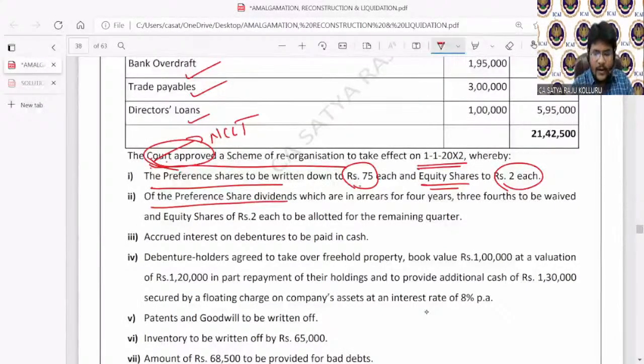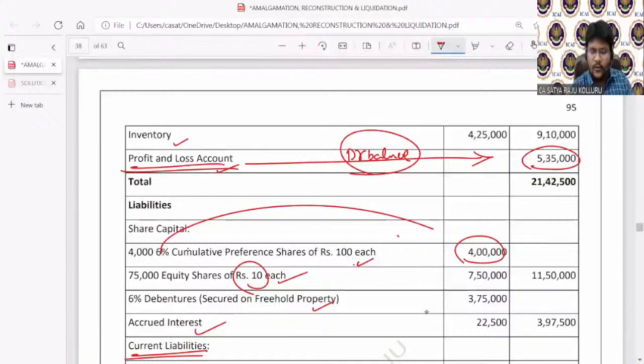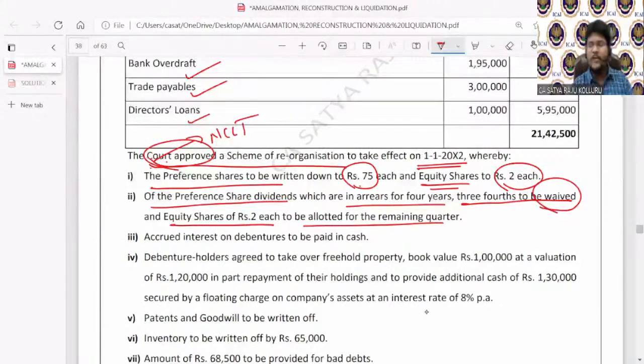Of the preference share dividends, which are in arrears for 4 years. Arrears for 4 years means, if you observe here, the preference shares are cumulative preference shares. The amount of the paid up capital is 4 lakhs. 4 lakhs into 6% means 24,000 per annum. For 4 years means 24,000 into 4 years. This is the amount of preference dividend on cumulative preference shares. Now what he is saying: of the preference share dividends in arrears for 4 years, 3/4 to be waived, 3/4 to be foregone, and equity shares of rupees 2 each to be allotted for the remaining quarter.